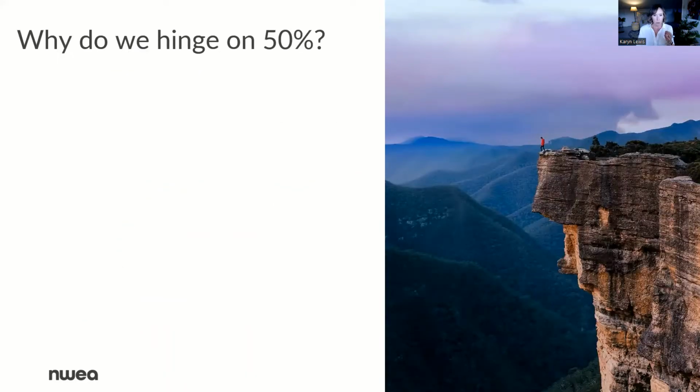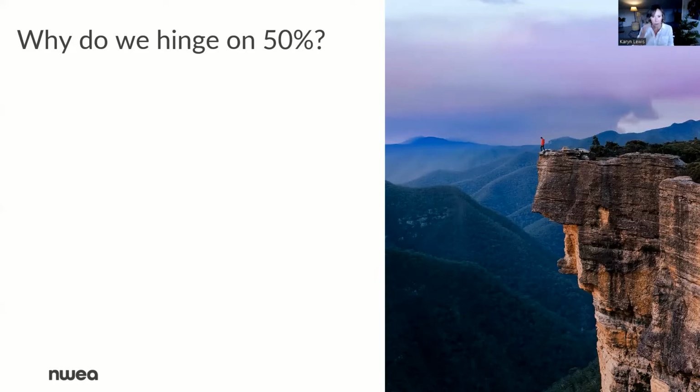It can be a little bit mystifying why we hinge on 50%, specifically for educators who are used to thinking about the goal of assessment as a way of learning what students have mastered. We want to see 100% correct. This might make it seem particularly confusing that IRT models hinge at this 50% correct metric.